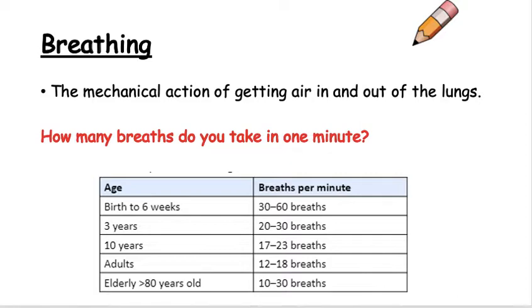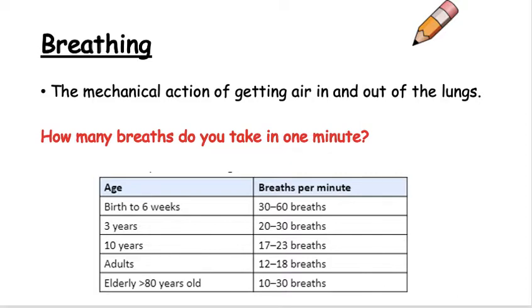At 3 years old, you could have a breathing rate of somewhere between 20 and 30 breaths per minute. At 10 years old, it has started to decline a bit more, so 17 to 23. Then by the time you get to adulthood, it should be down around 12 to 18. And in the elderly, meaning over 80 years of age, there's kind of a wide swing between 10 and 30 breaths per minute, depending on how well the lungs are functioning at that age.